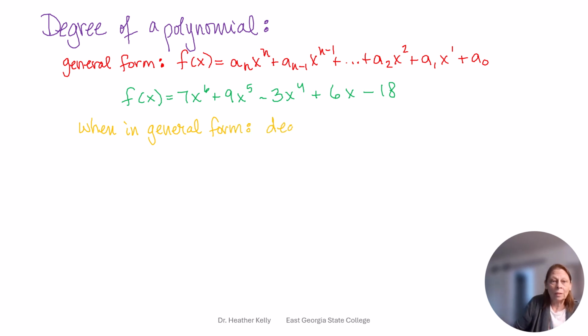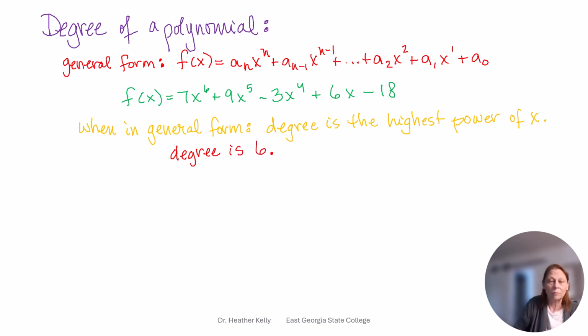So when in general form, the degree is the highest power of x. Here we could easily say that our degree is 6, to the 6th power. Now, there's another form that the equation can be given to you in, and that could be in factored form.